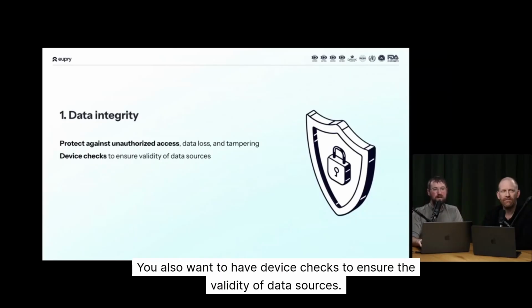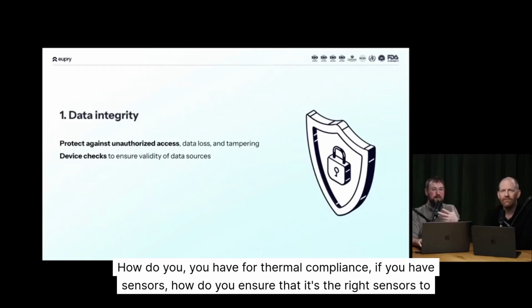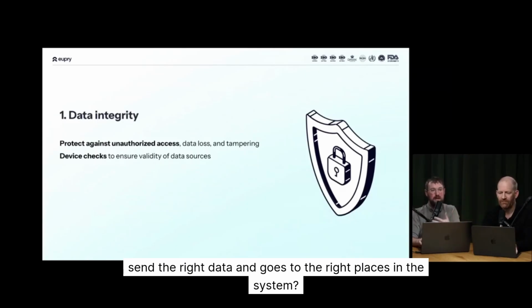You also want to have device checks to ensure the validity of data sources. If you have, for thermal compliance, sensors, how do you ensure that it's the right sensors who send the right data and that it goes to the right places in the system?